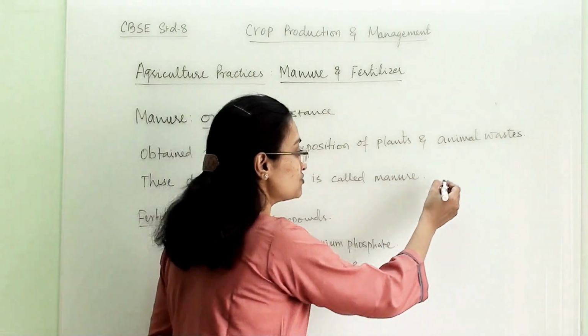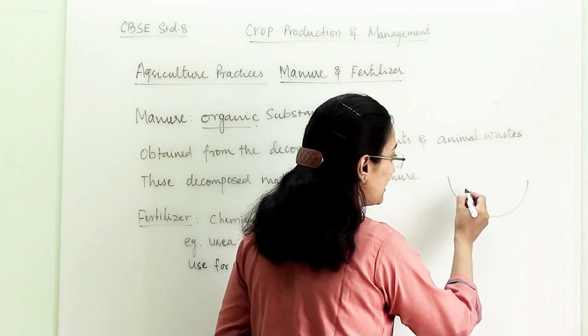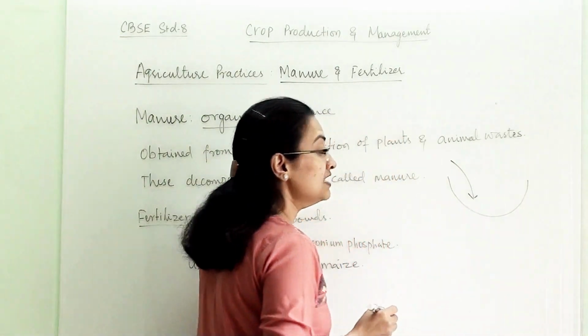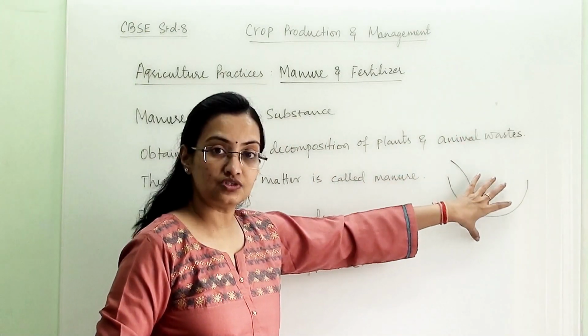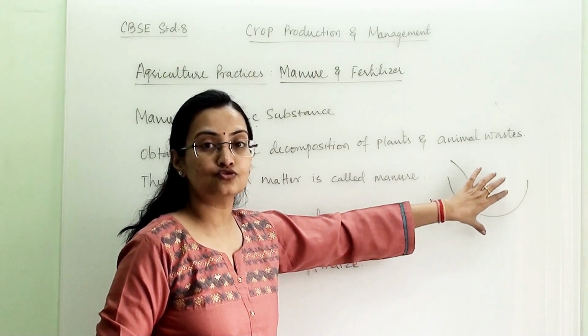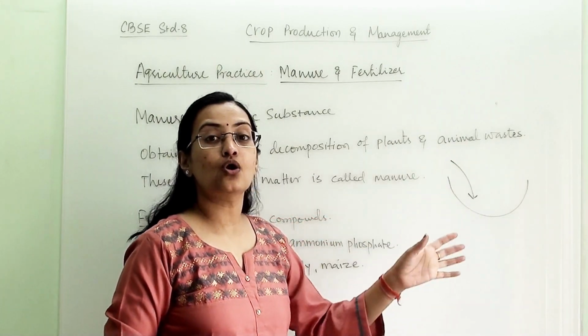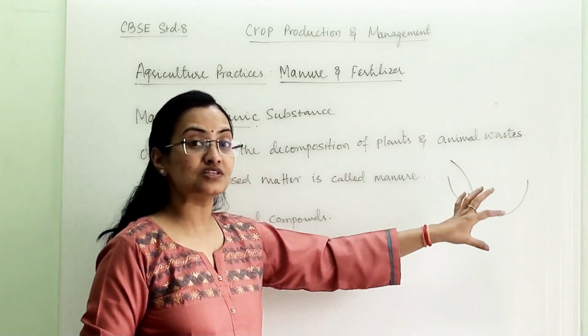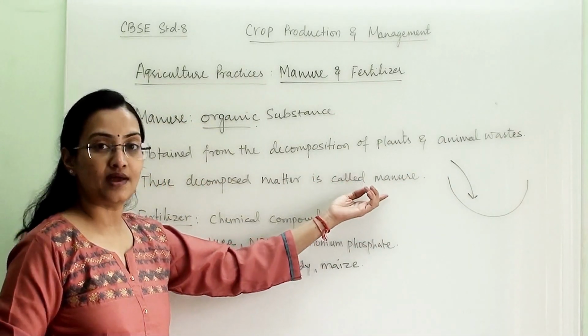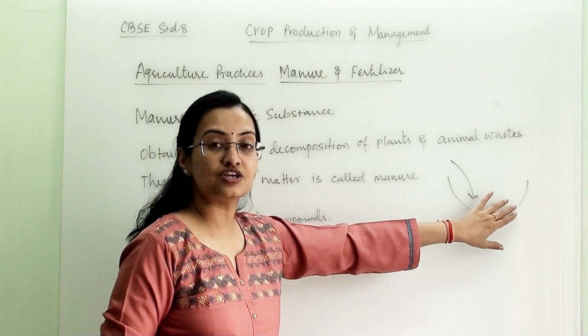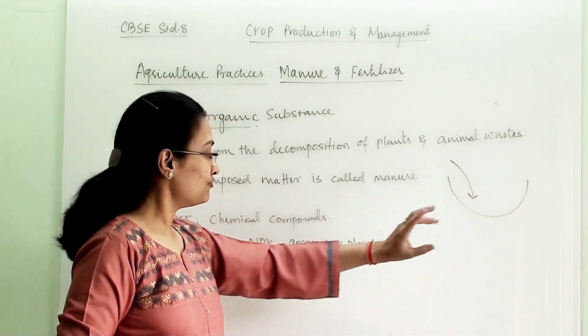What farmers will do is dig a pit and drop all the dead leaves and animal waste into it, and they will allow this matter to decompose. The microorganisms and bacteria will decompose this matter, and later this decomposed matter is called manure. This manure they use for replenishing the soil.